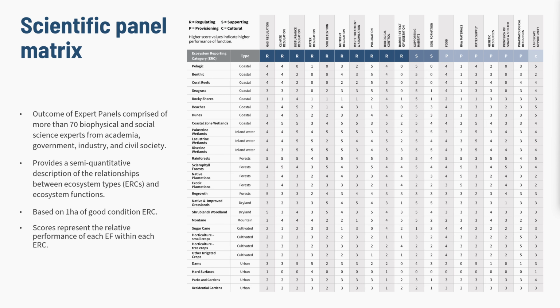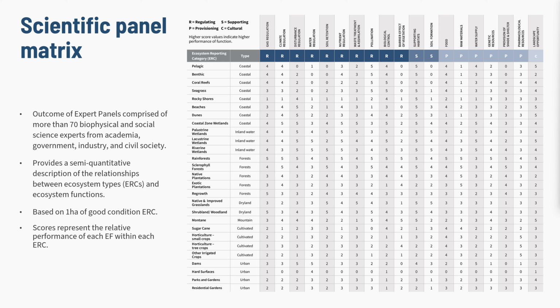Of particular importance to the ecosystem function mapping method was the earlier work undertaken during the SEQ Ecosystem Services Project, in which expert panels comprised of more than 70 biophysical and social science experts from academia, government, industry, and civil society developed a system to represent the extent to which each of the 19 ecosystem functions was being performed within each of the 27 different ecosystem types, the ecosystem reporting categories.